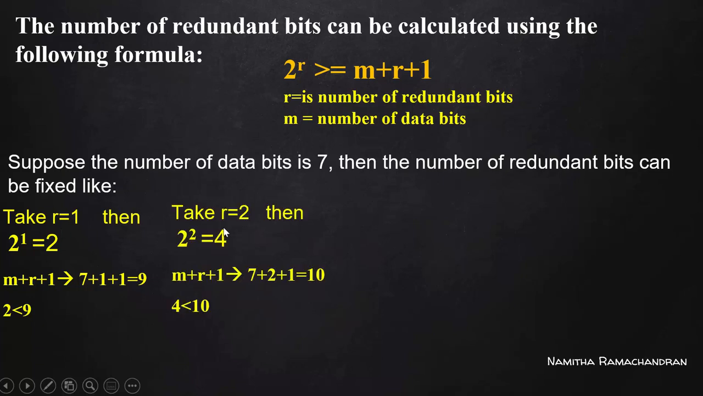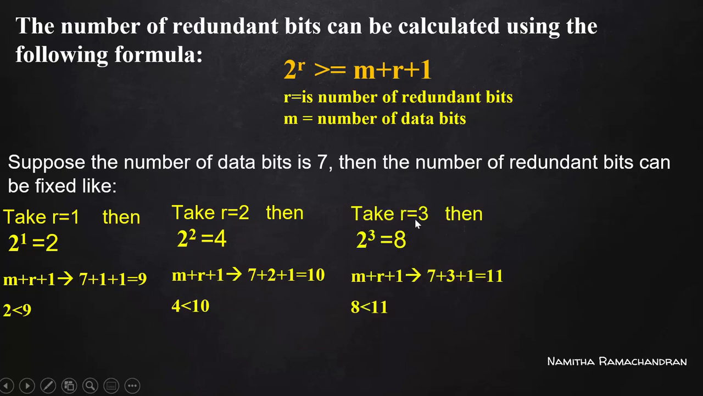So consider r with value 2 now. In this case, the LHS becomes 2 to the power 2, that is 4, and the RHS becomes m plus r plus 1, that is 7 as the number of data bits to be transmitted, plus the r value 2, plus 1, equal to 10. Here again 4 is less than 10. This is not a valid case for this formula. So we need to consider another value for r.